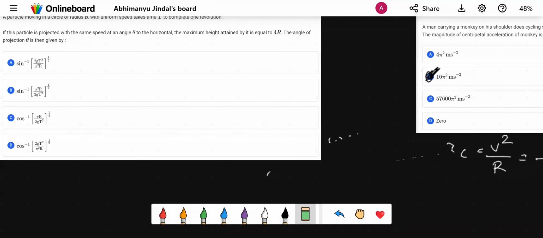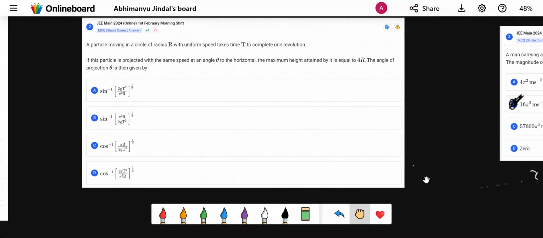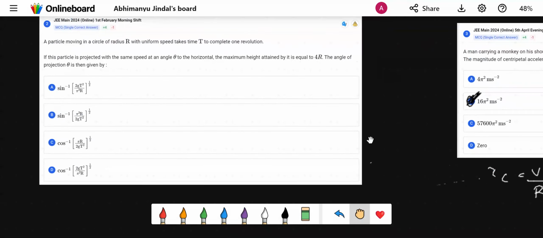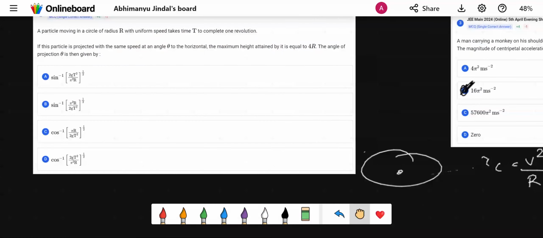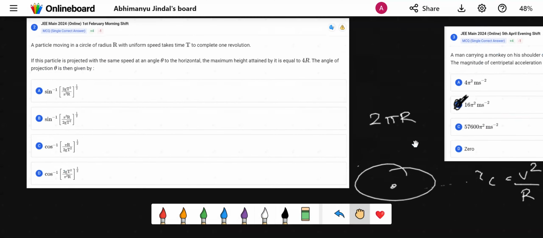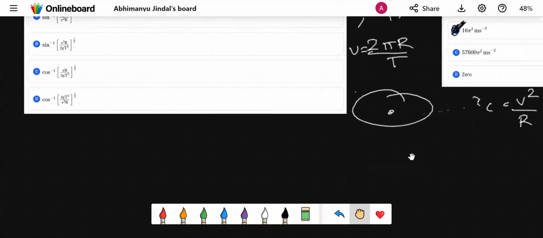Now, the question says that a particle moving in a circle of radius r with a uniform speed takes time t to complete one revolution. So this means that 2 pi r is the full distance it covers in time t. So 2 pi r by t is equal to the velocity, total distance by total time. Now, if this particle is projected with the same speed at an angle theta with the horizontal, the maximum height attained by it is equal to 4r. The angle of projection theta is.